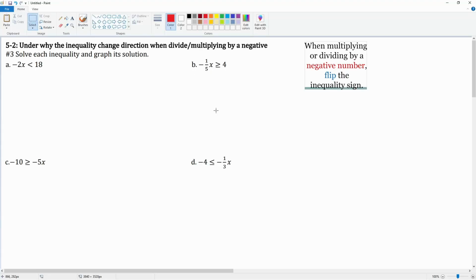You have to understand why the inequality changes directions when dividing or multiplying by a negative. So number 3, you're going to solve each of these inequalities and graph the solution. A through D. Notice these are all unique because there are some negative numbers there. To remind you about the core idea here: when you multiply or divide by a negative number, make sure you flip the inequality.